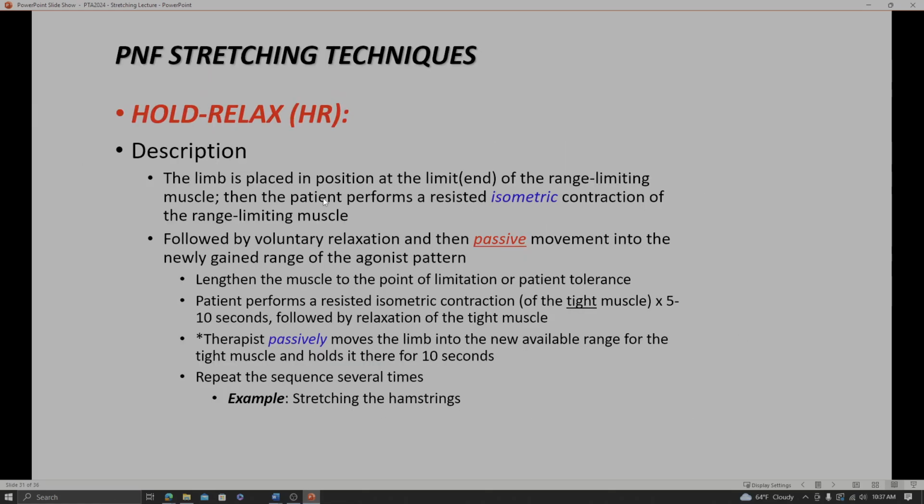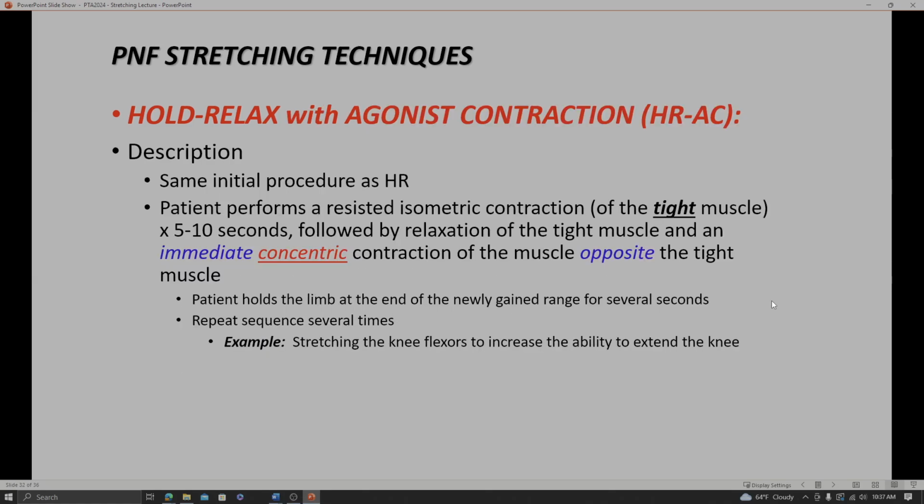So hold relax is a PNF stretching technique where you're going to take the limb to a position of end range, the end range limiting muscle. Then you're going to have the patient engage in isometric contraction of the range limiting muscle. As soon as they contract, okay, push against me, hold it, 1, 2, 3, 4, like 10 seconds, right? Then the therapist or whoever is going to passively move that limb into the newly gained range of motion within the agonist pattern, okay?